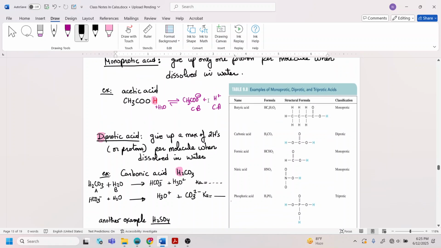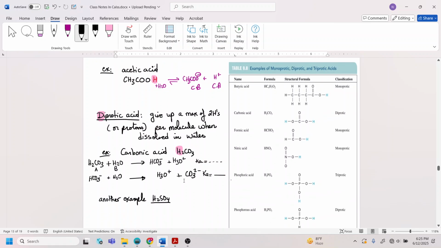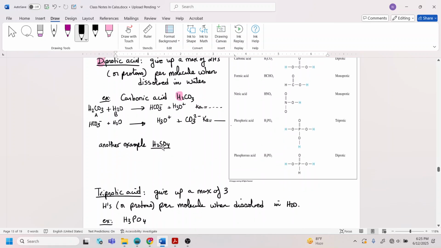Acetic acid is a weak acid. Carbonic acid is a strong acid. Another example, sulfuric acid. Sulfuric acid is stronger than carbonic acid. This one is a diprotic acid as well because it does have two hydrogens that it can lose over two dissociation reactions. So you start with H2SO4, you react that with water.